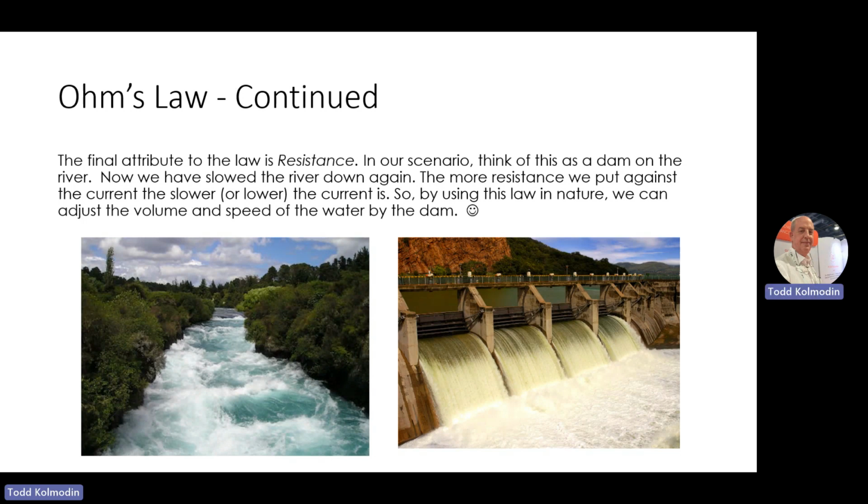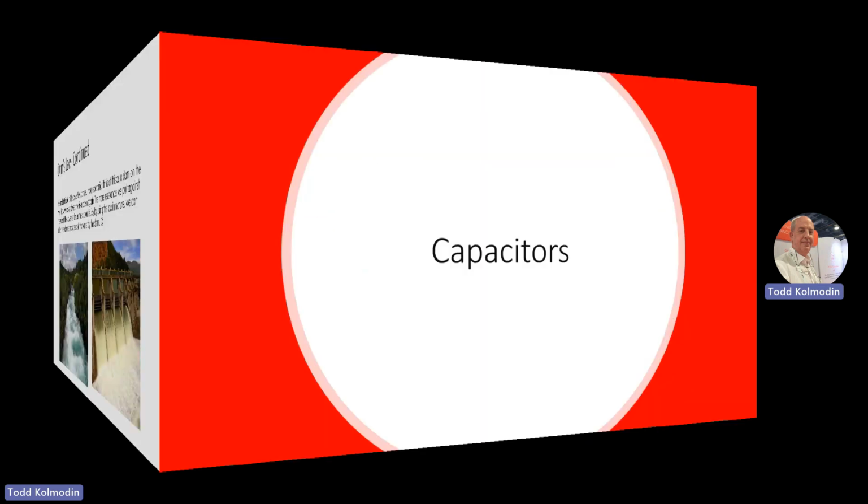Conversely, if you open the spill gates and lesser resistance is in the equation, more current's going to flow. That's an everyday scenario when I talk about voltage, current, and resistance, to put it in everyday terms that people can understand easily.